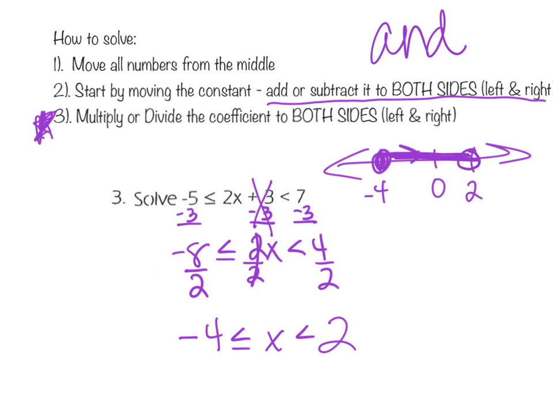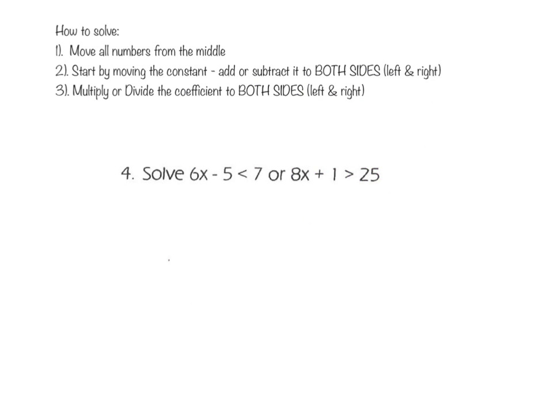Perfect. Number 4, you're going to do with the people at your table, talking. And it's super easy because look, it's already separated for you. What's that? Do we have to do the and graph? No. It just says solve, but I just wanted to show you what it looked like. So right now, keep going.